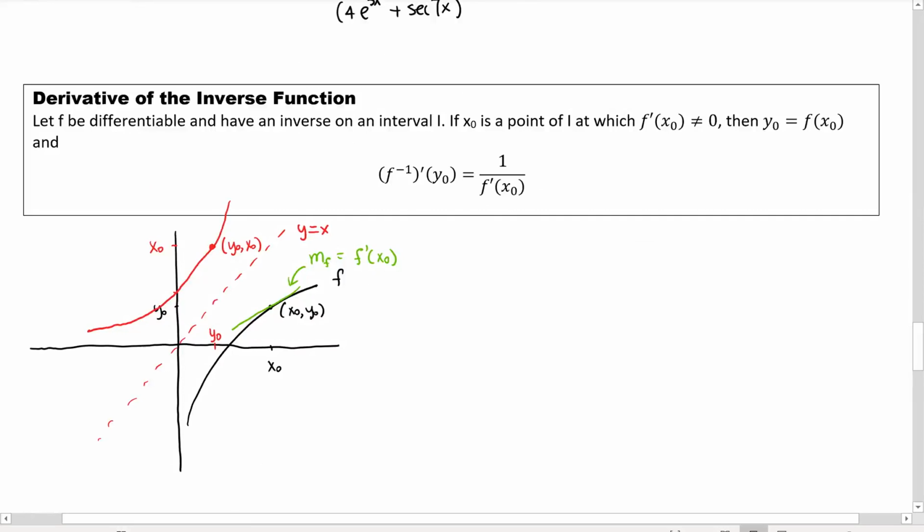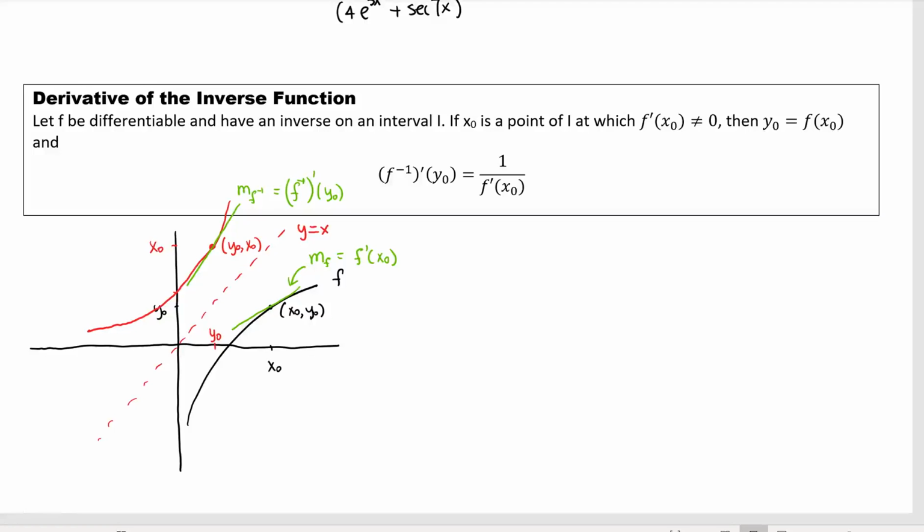Then let's look at this one. We have the tangent line, and let's say this is the slope of the inverse function. So this is the derivative of the inverse function, evaluated at the x value, which is actually y0. Now let's see, what is this?